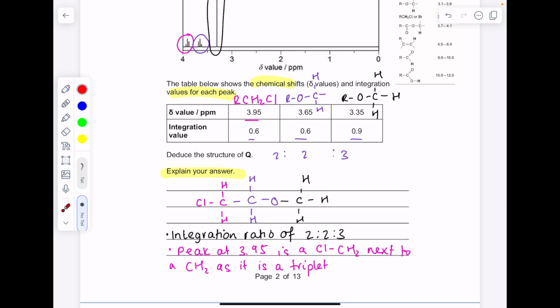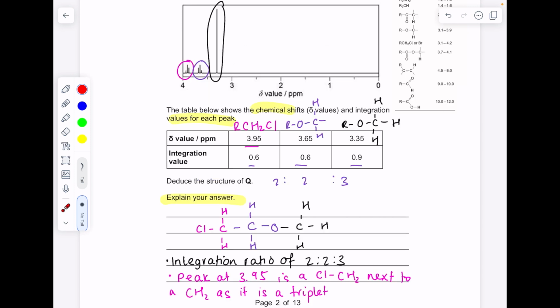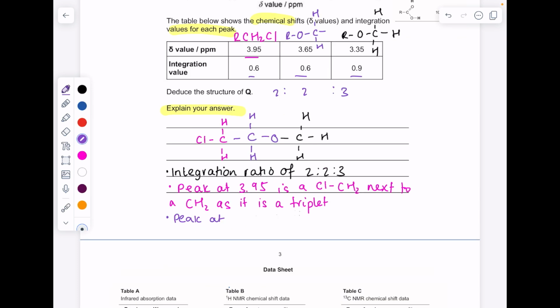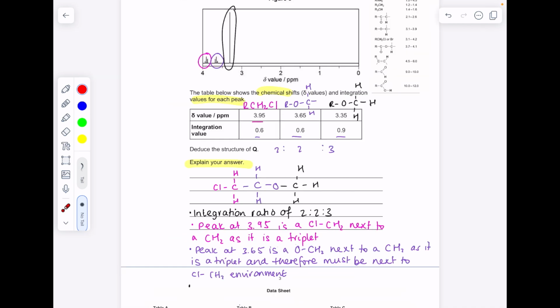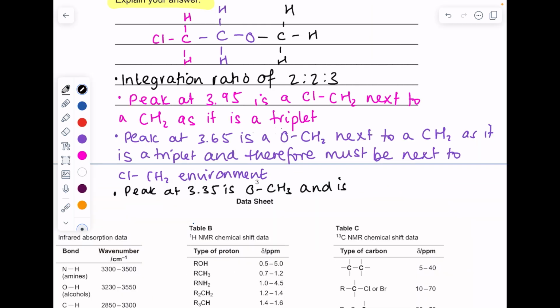Let's do the exact same thing here for the 3.65. We know that that's an OCH2 next to a CH2, as it's a triplet, and therefore it must be next to a carbon with 2 hydrogens. And then lastly, our chemical shift here with 3.35 is also an oxygen CH3. We can see that it's a singlet from the proton NMR, which means that the adjacent atom can't contain any hydrogens, as we see here. So we're just going to point that out.